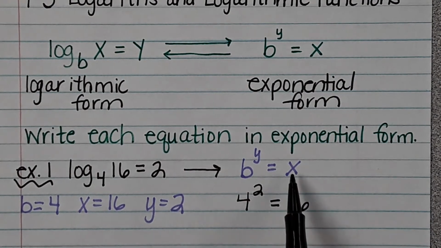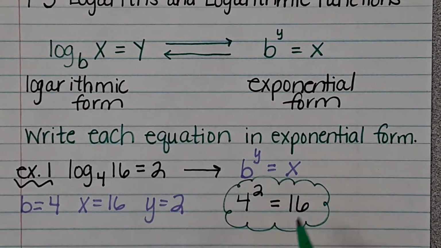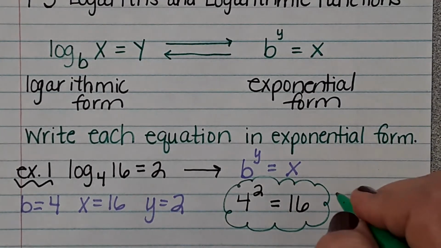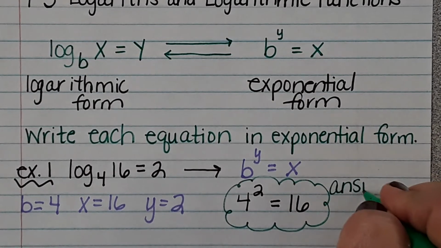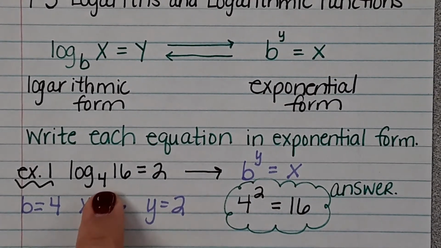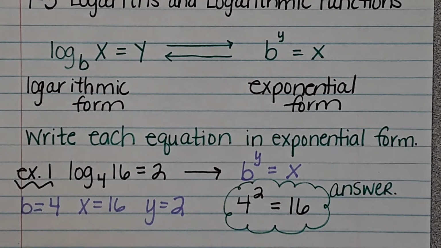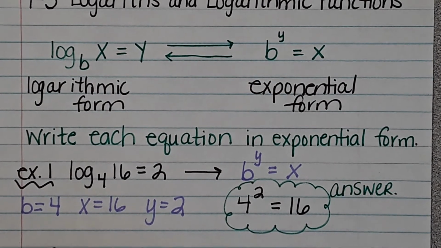So remember, this is exponential form. And so we're going from logarithmic form to exponential form. And then this is our answer. All we're doing is we're changing forms. You guys, this should be a true statement. If this is not a true statement, then we rewrote it incorrectly. Okay, so logarithmic form to exponential form. Example 2.